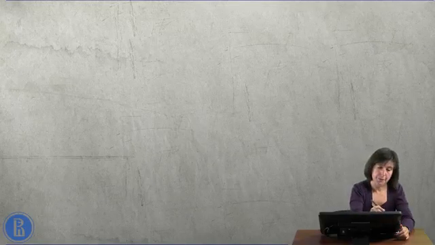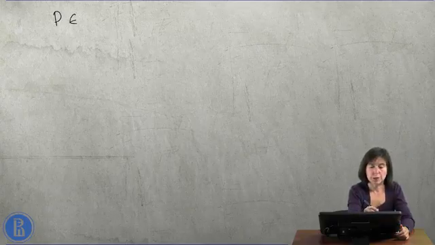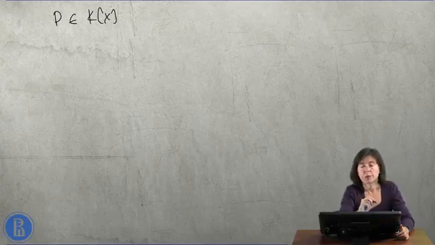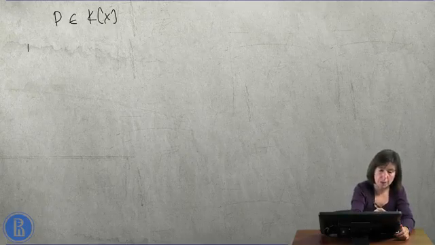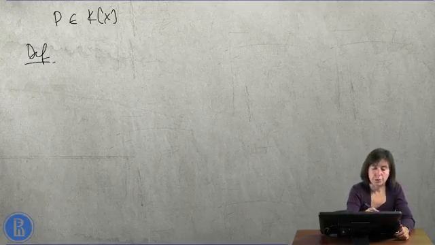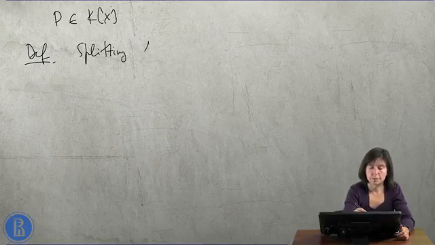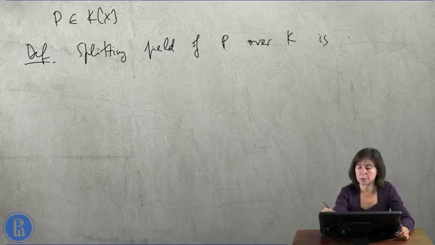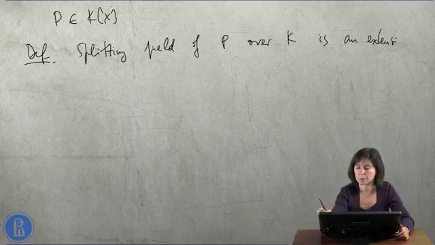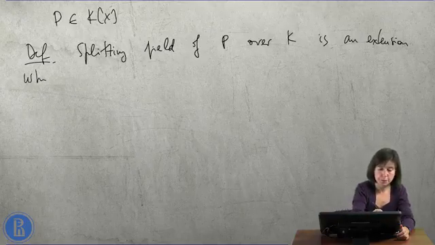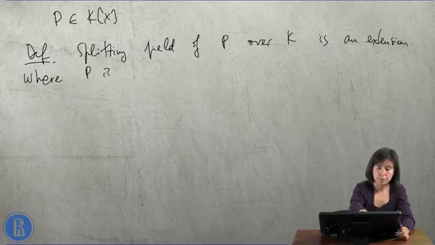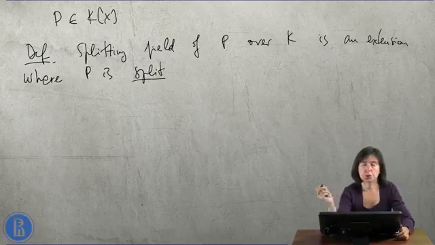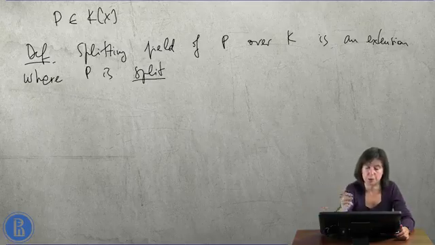Splitting field. P now is some polynomial with coefficients in K, not necessarily irreducible. Definition: a splitting field of P over K is a field extension where P is split, that is to say, is a product of linear factors.